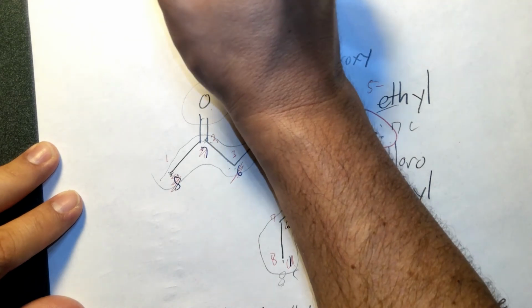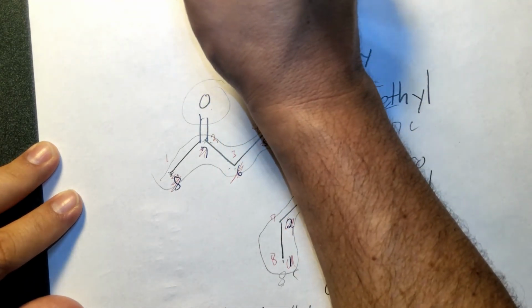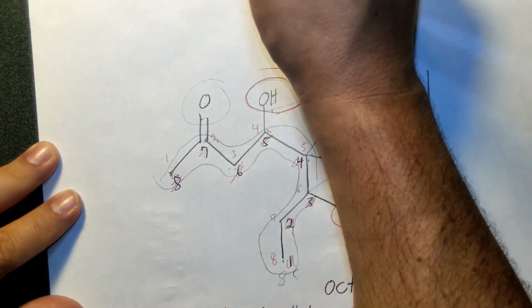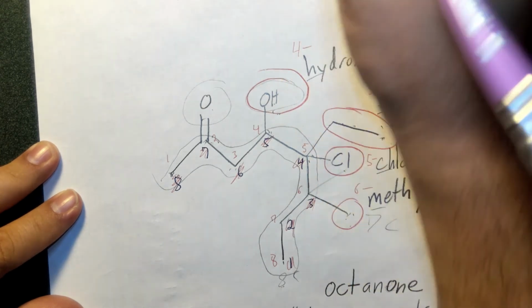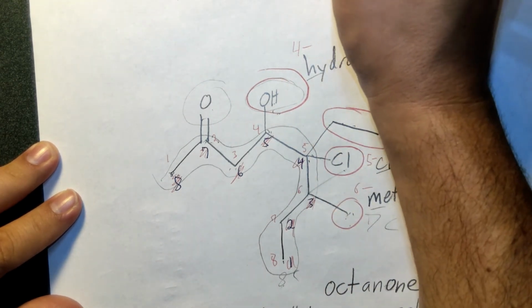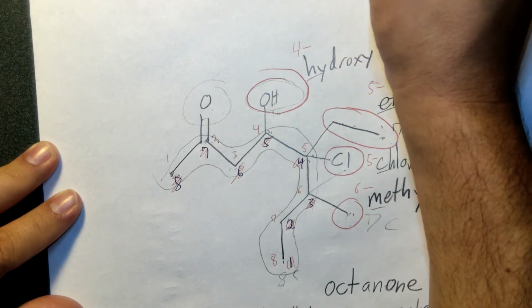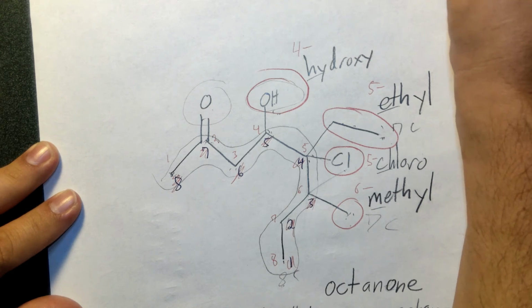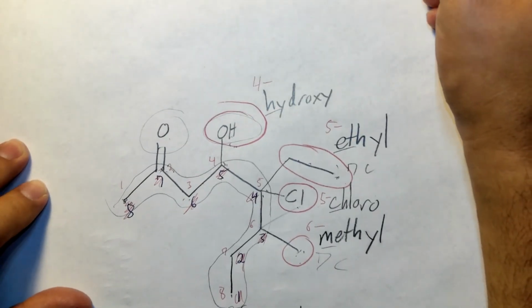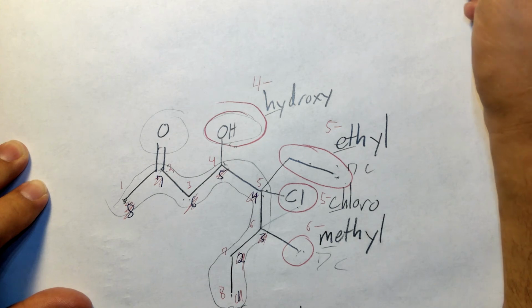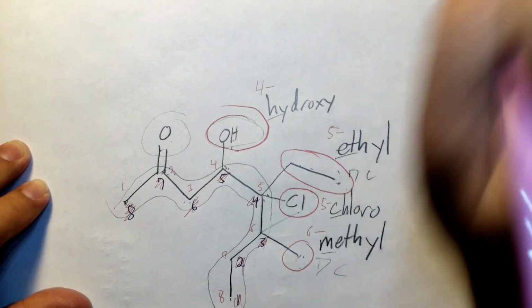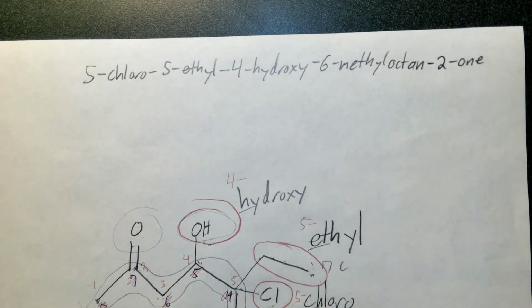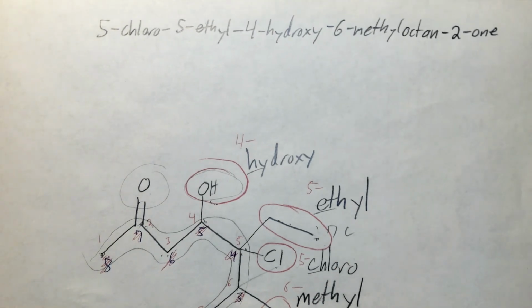Let me draw it again right up here all together. 2-chloro, 5-ethyl, 4-hydroxy, 6-methyl, octan-2-one. And that's how you do IUPAC nomenclature.